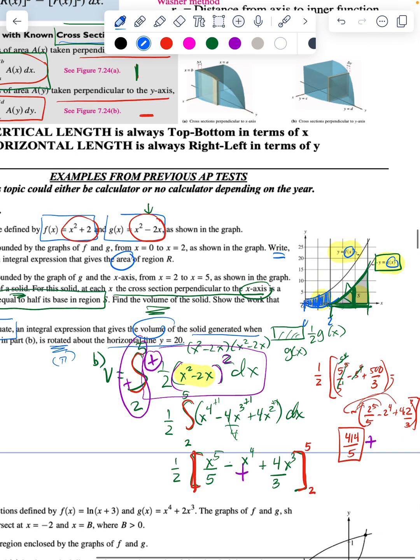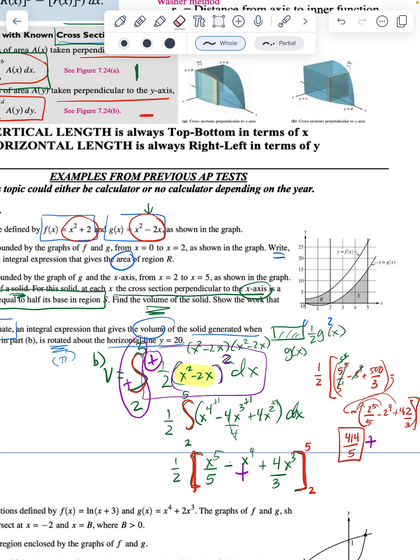Okay. So I'm going to get rid of all this stuff that I wrote on my graph so I can start over again. If I have a horizontal line at y equals 20, that's right here, and I'm rotating this around it. And in this case, I'm going to have a washer method because I'm going to have a space. And anytime you have a space, you're going to need the washer method. I have a space between my line of rotation and my actual region.